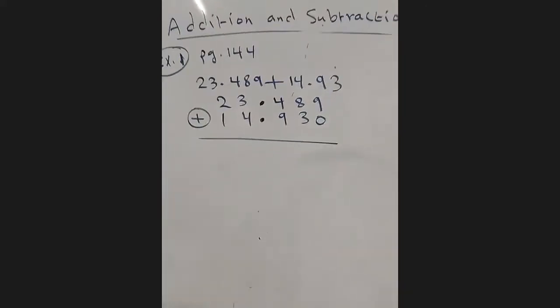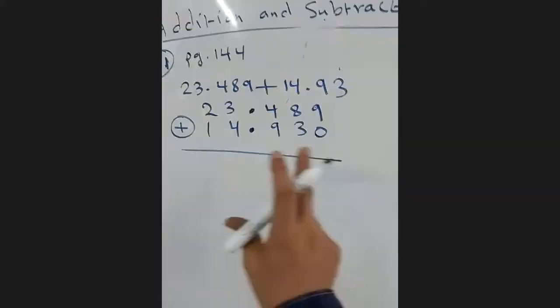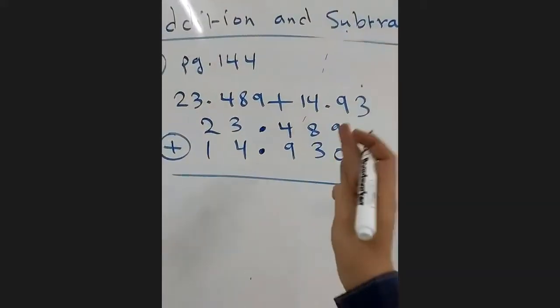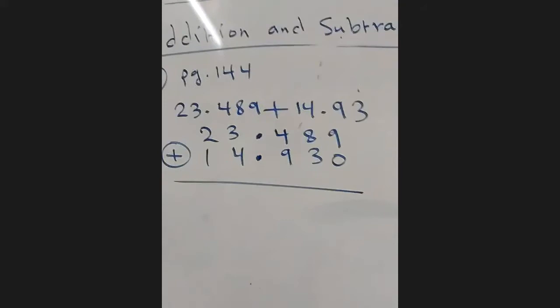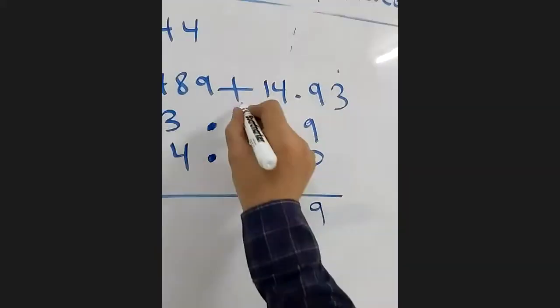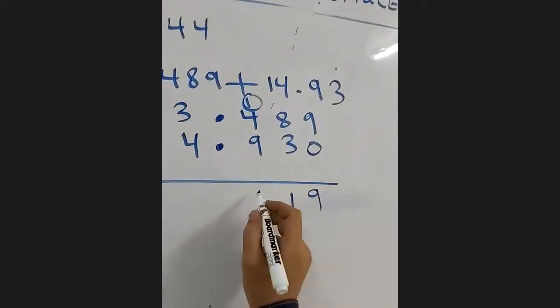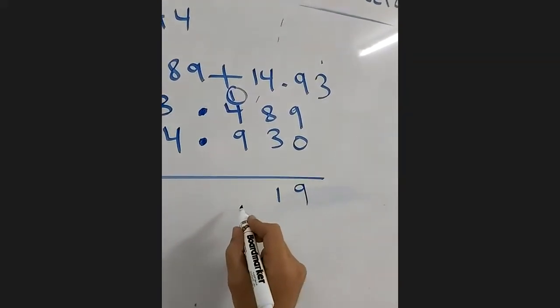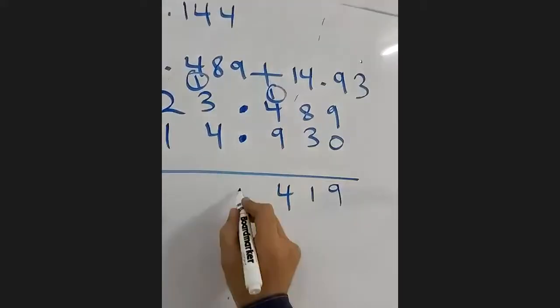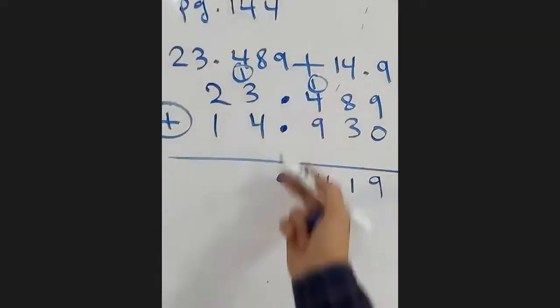Now, after you align very well and fill the empty spaces with zeros, just do normal addition. We start from the right, not from the left. 9 plus 0, 9. 8 plus 3, 11. 1, 1 by hand. 5 with 9, 14. 14. And the decimal comes in its place.